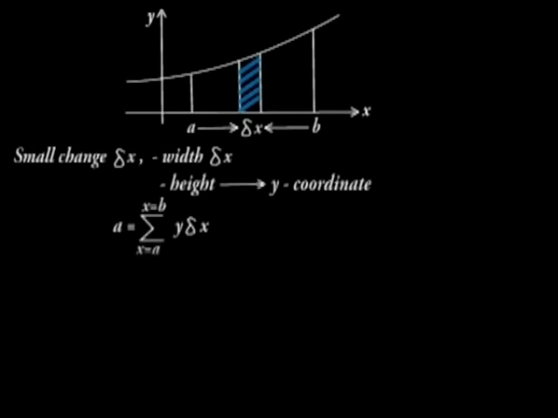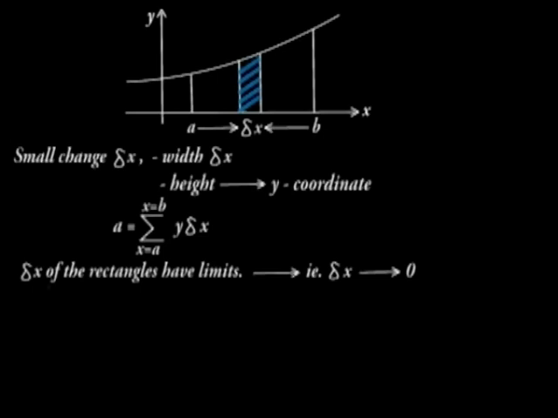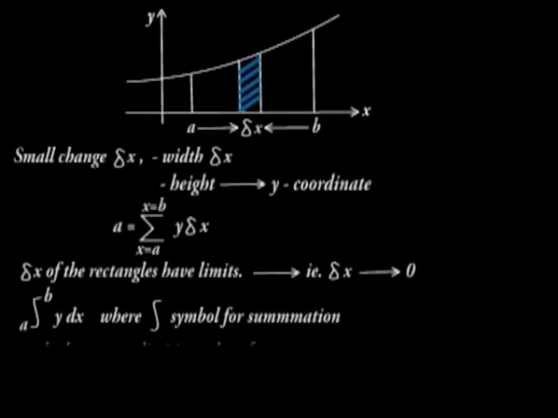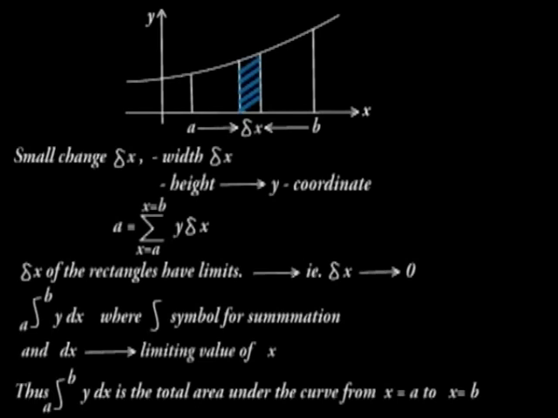But delta x of the rectangles have limits. These limits are obtained when delta x approaches 0, as shown below. And the area at the limits is given as the integral of y with respect to x, where this symbol is the symbol of summation, and dx is the limiting value of delta x. Thus, the integral of y with respect to x from a to b is the total area under the curve from x is equal to a to x is equal to b.